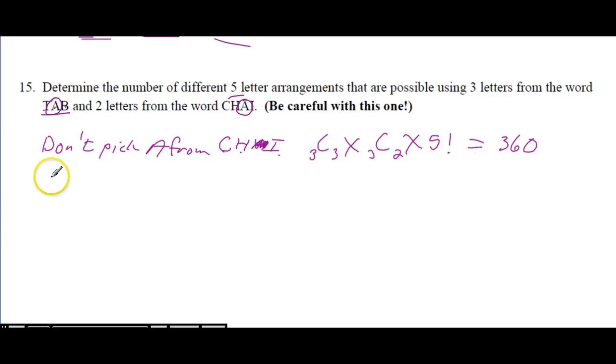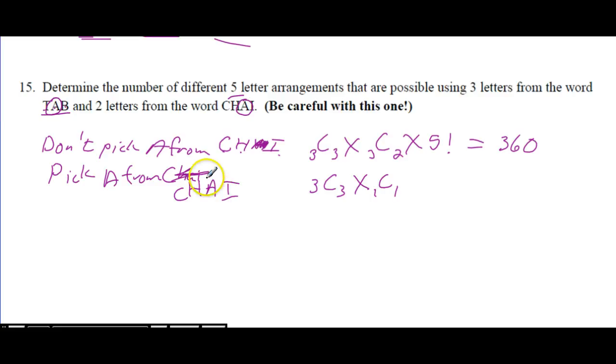What if we do pick the A from chai? Then we have the 3C3 letters from tab. Then we choose the A from chai, which is 1C1. I suppose I should have written that as chai. So we choose that, 1C1. We now have 4 letters. So from the remaining 3 letters, we need 1 letter, times 3C1.